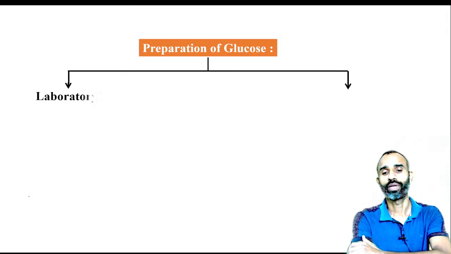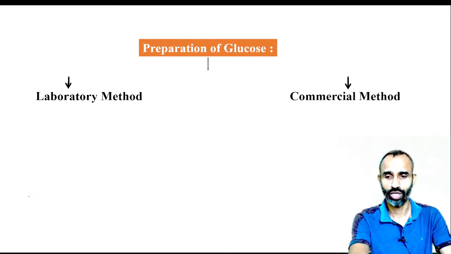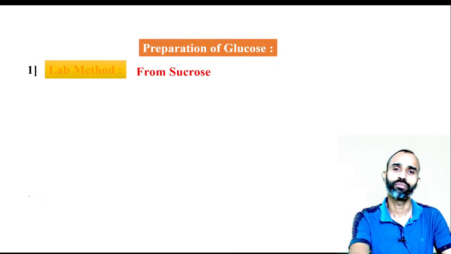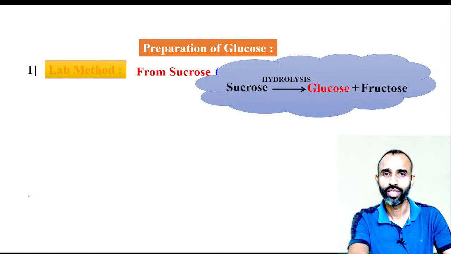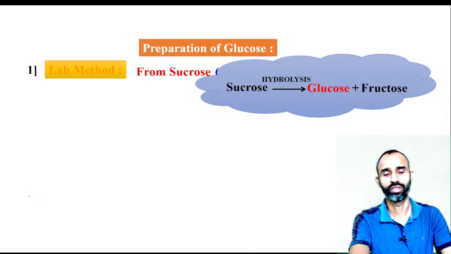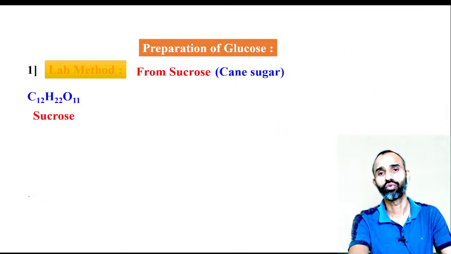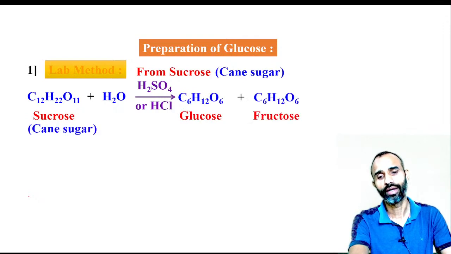So now preparation: first in the lab, and the other is the commercial method. First, the lab method. In the lab we can prepare it from sucrose, because when sucrose is hydrolyzed it gives glucose and fructose. Sucrose is C12H22O11. When it is hydrolyzed by water in the presence of an acidic medium, we get glucose and fructose.